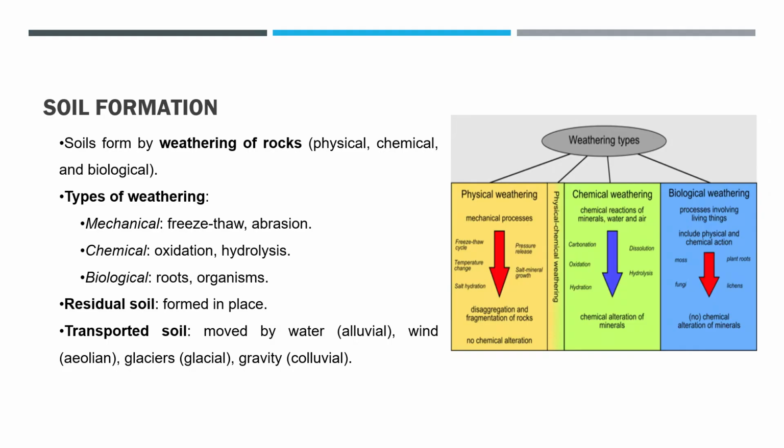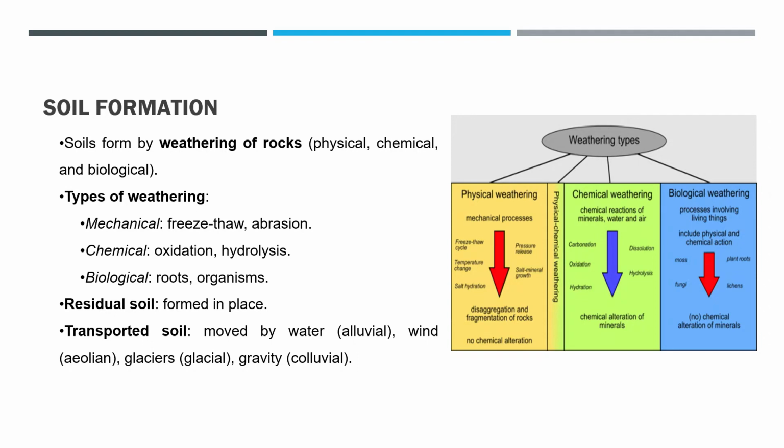Physical weathering is also known as mechanical weathering because it takes place by mechanical processes. The mechanical processes include freeze and thaw, abrasion, temperature change, salt hydration, pressure release, and salt mineral growth. On having all these mechanical processes, the disintegration and fragmentation of rocks takes place and there will be no chemical alteration. So, weathering by means of mechanical processes is termed physical weathering or mechanical weathering.